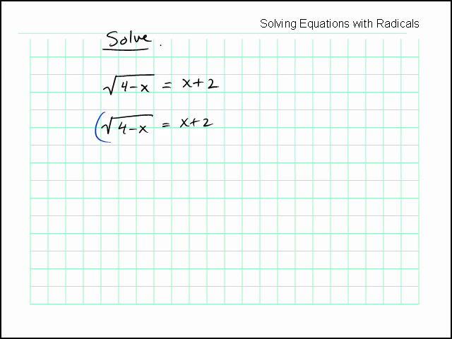Squaring both sides, the entire side like that. You got to have parentheses around it. On the left, the radical and the square cancel each other out and leaves us with 4 minus x.